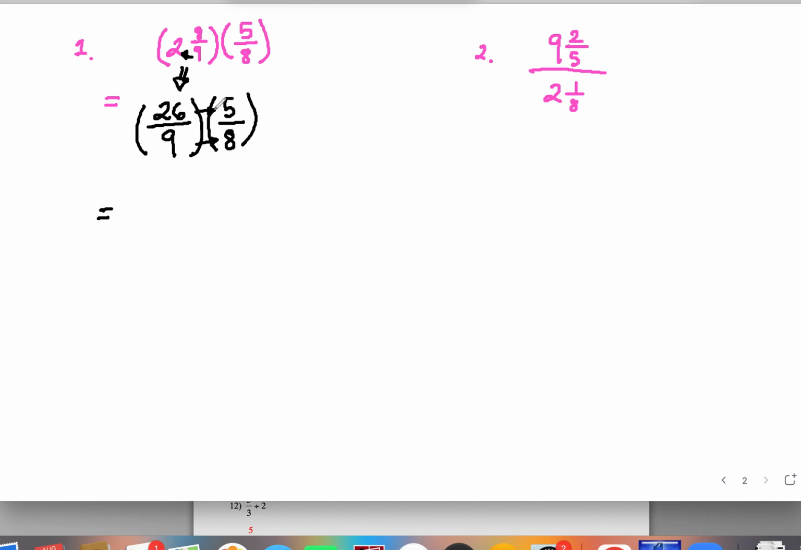So 2 does not go into 9. And 5, you want to look for 5. Is there anything that 5 and 8 share? And the answer is no. But you can cross anything on the top with anything on the bottom. So 26 and 8. Is there anything other than 1 that goes into both 26 and 8? So let's see. 1 goes in, that's obvious. But what about 2? Does 2 go into 26? Yes. Does 2 go into 8? Yes.